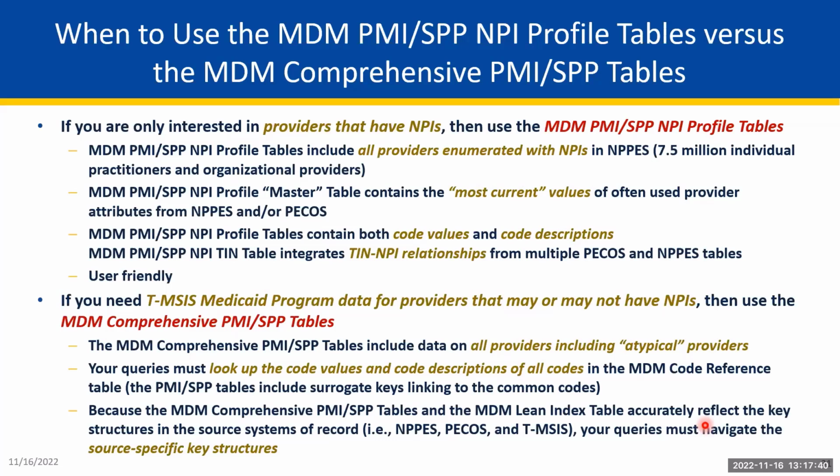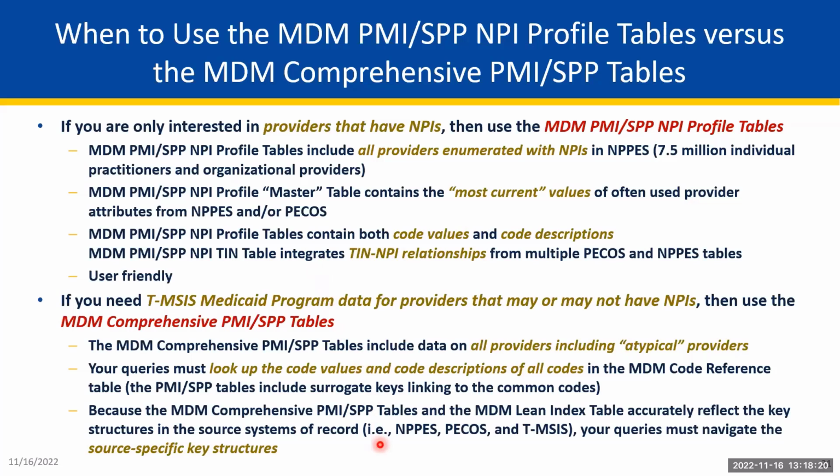Moving on, this is the same thing that we are representing in this slide, just giving a brief overview of what we have discussed earlier. Today we have around 7.5 million individual practitioners and organization providers coming from NPS, which are present in our PMI SPP NPI profile tables. The NPI profile master table has the most current row for a provider, and it also has the code values and descriptions already embedded in it, so you don't need to join the common code reference table. And also we have TIN and NPI relationships that are coming from the PECOS and NPS tables.